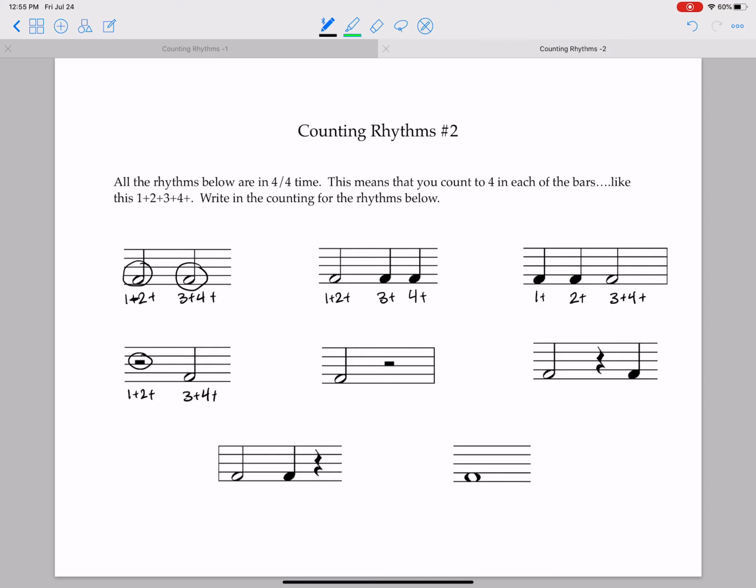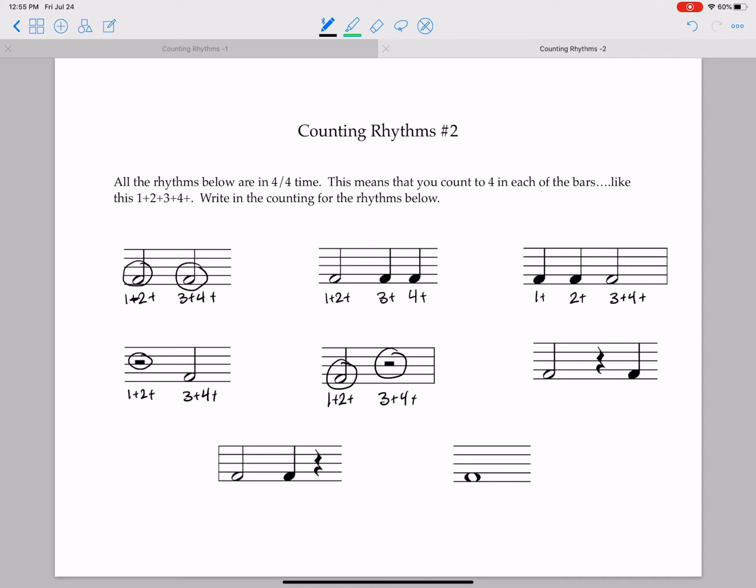Our next one is the opposite of the one before. We have a half note and then a half rest. Now a half note gets 2 beats and a half rest also gets 2 beats. So under a half note, we write 1 and 2 and. Then under our half rest, we write 3 and 4 and. And that gives us 4 beats.